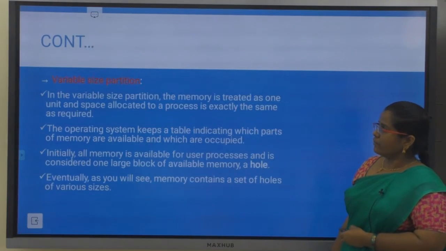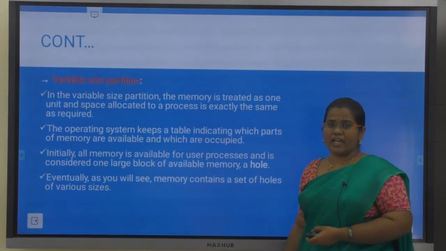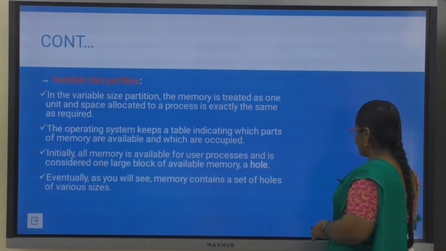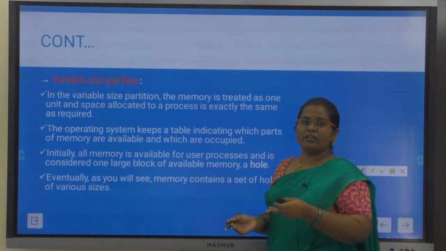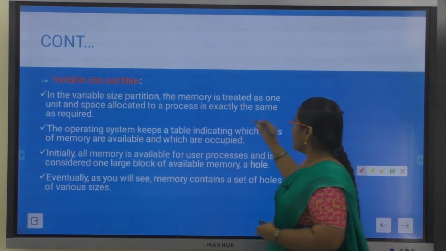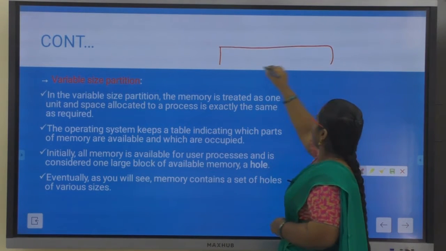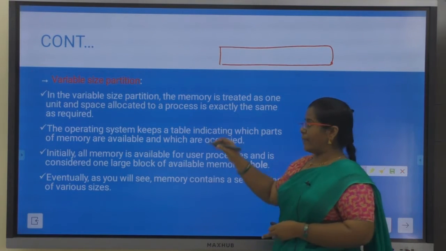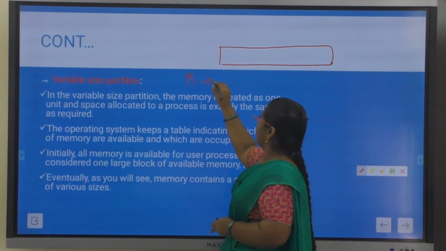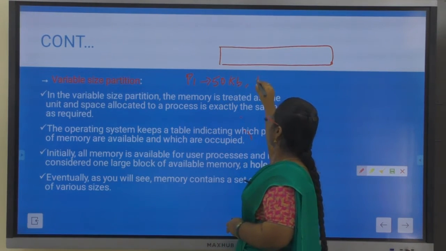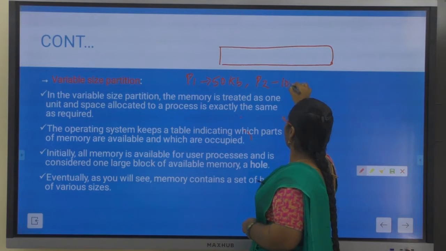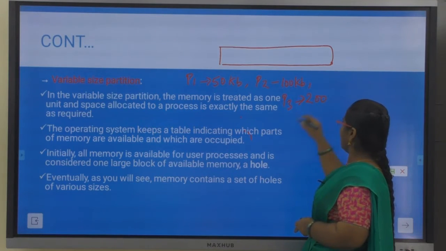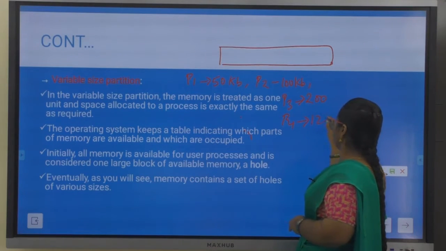Okay, and then the next method we have in contiguous memory allocation is variable size partition. In variable size partition, you need not divide the main memory into different fixed partitions. Your available main memory will be free like this. Say, for example, I have a process P1 of size 50 kb, P2 of size 100 kb, P3 of size 200 kb, and P4 of size 125 kb.